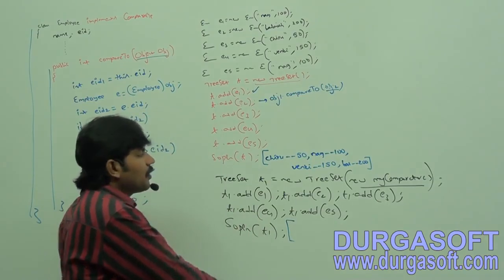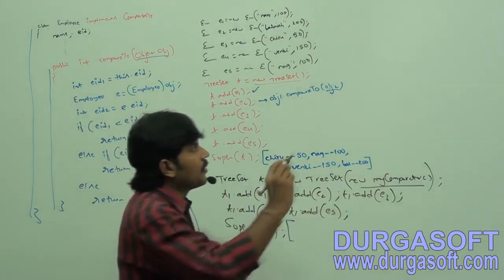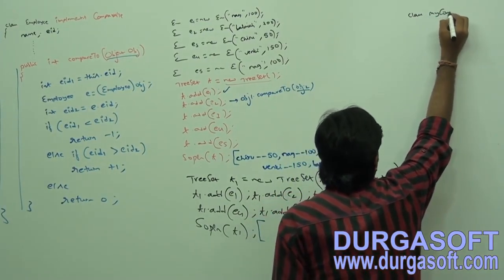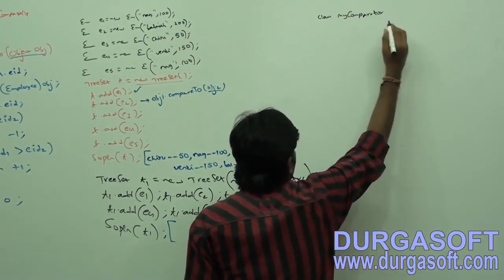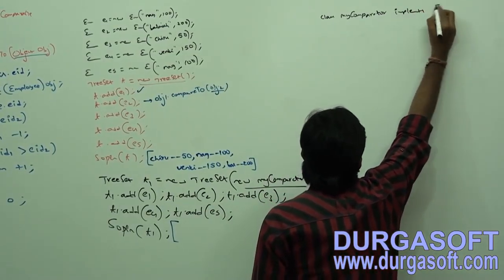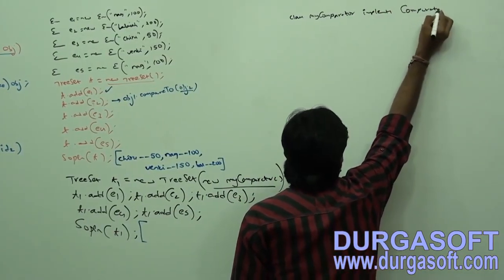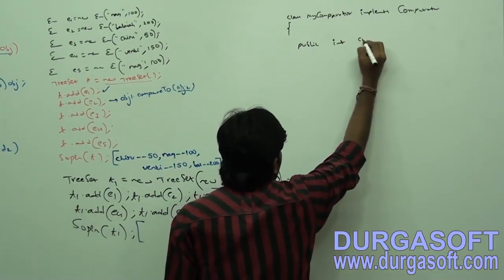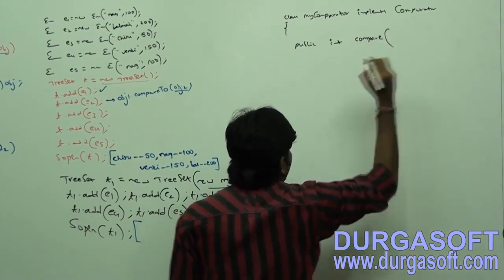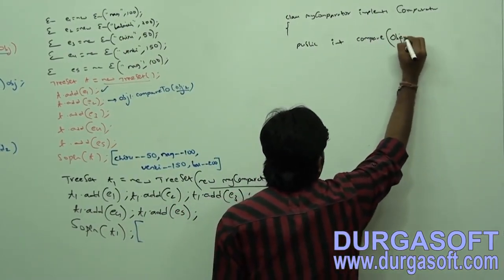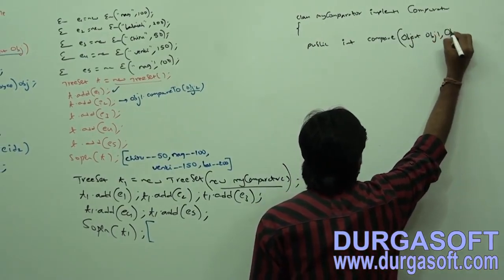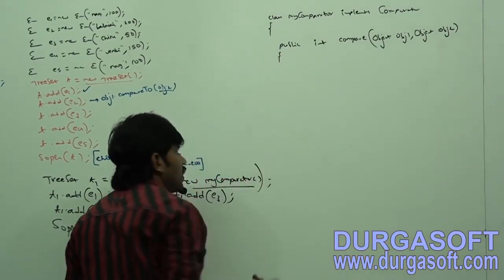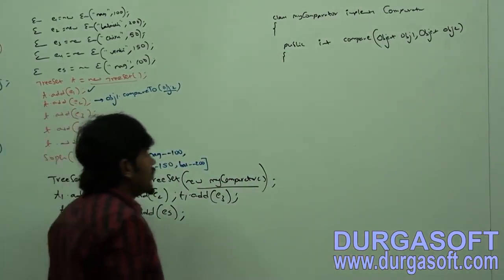Now listen. How to implement the compare logic? Class MyComparator implements Comparator. What is the method we have to write? public int compare(Object obj1, Object obj2).